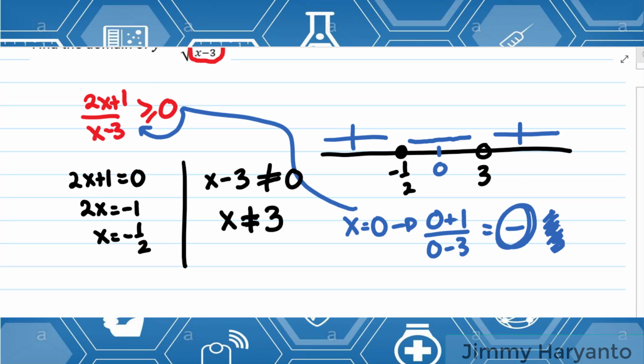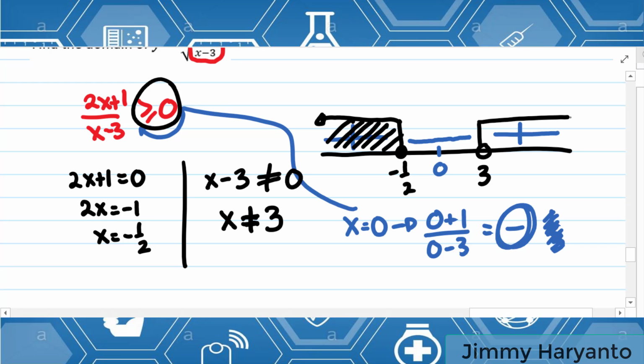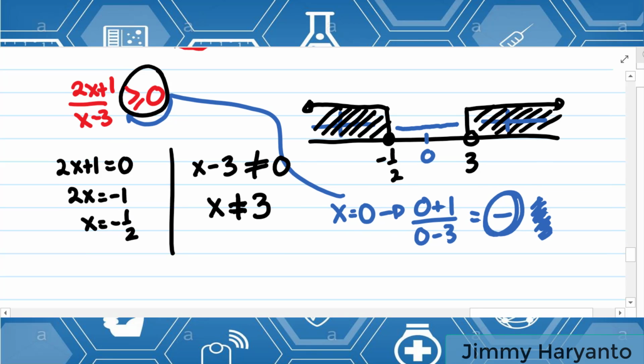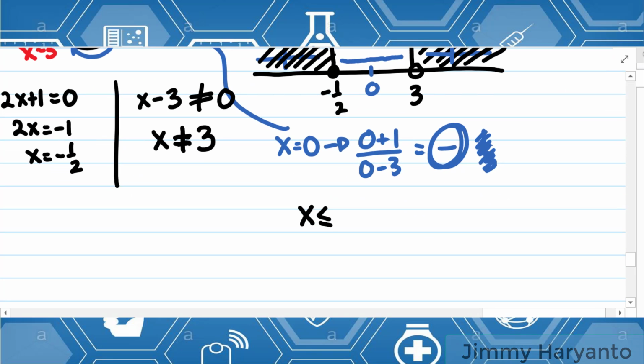So the question wants us to shade the greater than or equal to 0. It means the positive one. If it is less than or equal to, you have to shade the negative one. Okay, so this is the domain, x less than or equal to negative half or x greater than 3. This is the domain.